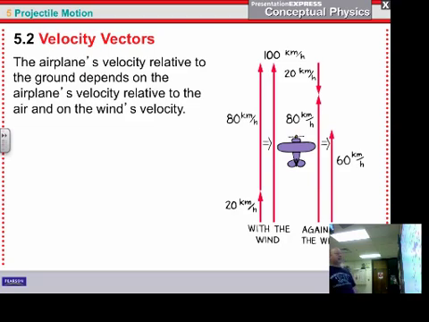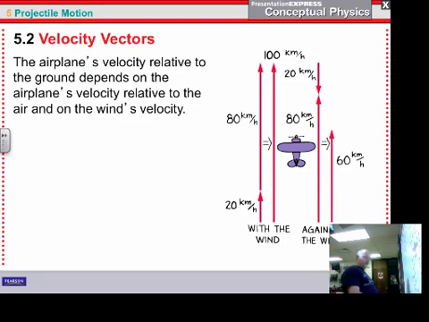Well, let's say that we're talking about this airplane. So Charlie, this one's for you. This is good, airplane vector velocity, good stuff here. And the airplane's velocity relative to the ground depends on its velocity in the air and the wind velocity.